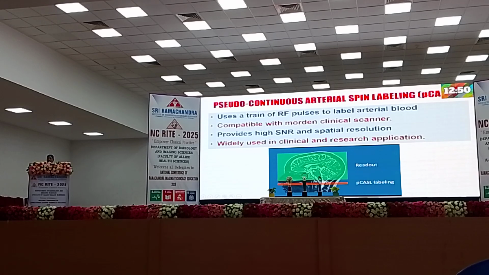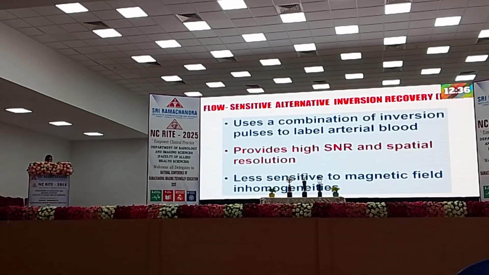The next one is pseudo-continuous arterial spin labeling. It uses train-like RF pulses to label the arterial blood. It is compatible with modern clinical scanners. Nowadays we are using pseudo-continuous arterial spin labeling. It provides higher SNR and spatial resolution, and is widely used in clinical research applications.